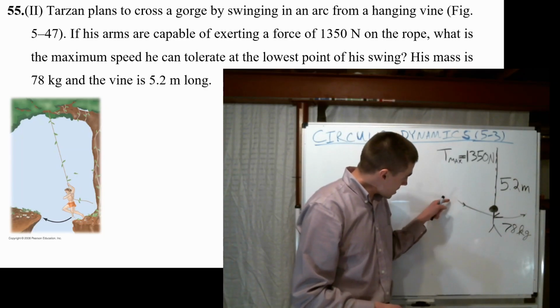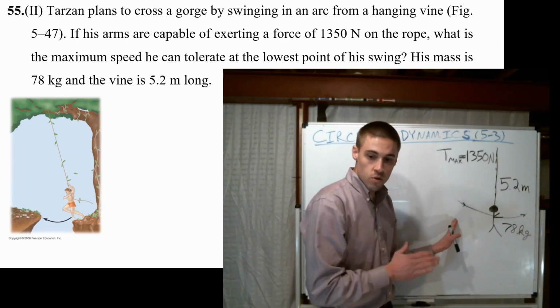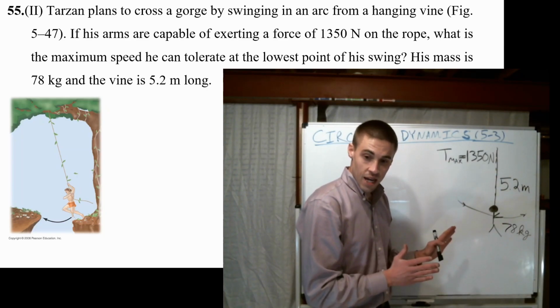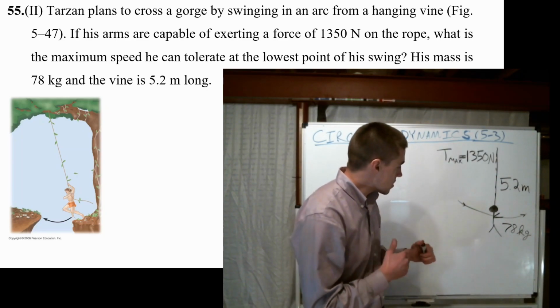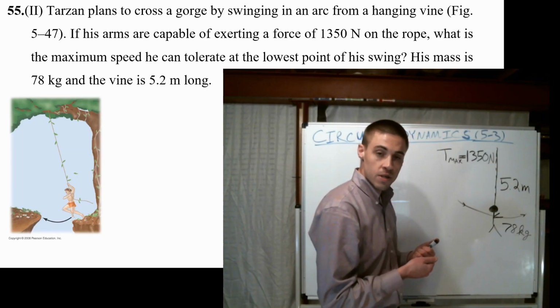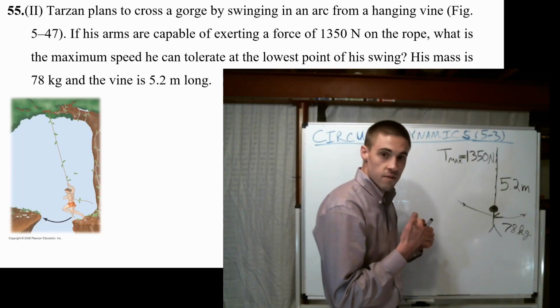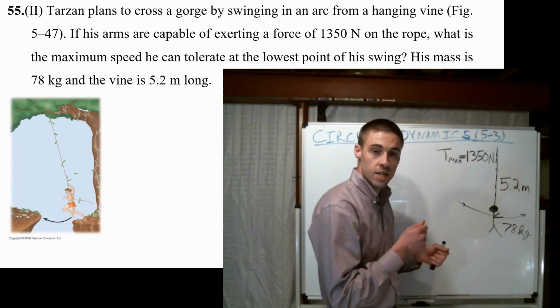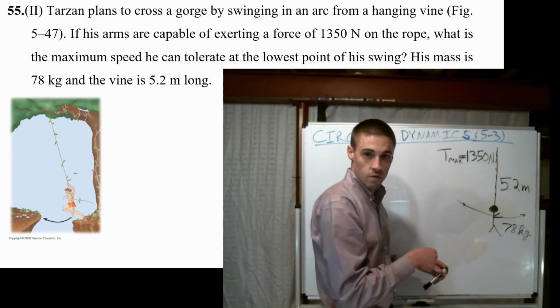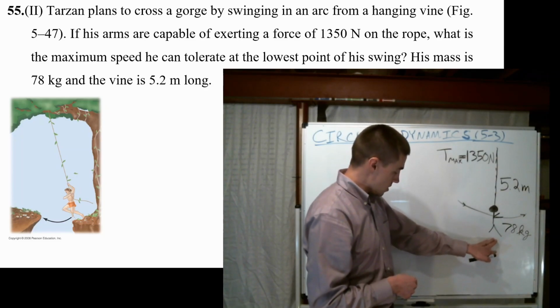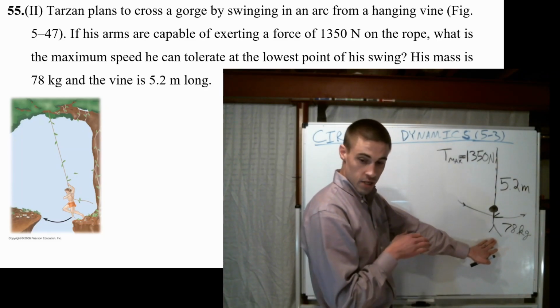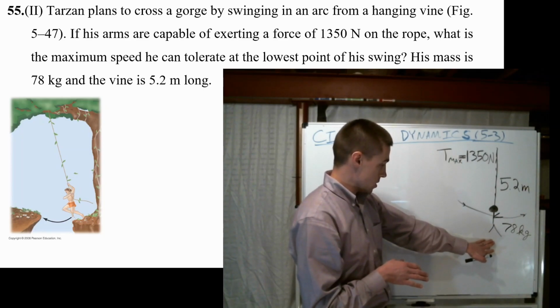And of course, as he swings across, he's not going to be in uniform circular motion. But that's okay. It doesn't matter because as long as we can sum up the radial components of all of these forces, we can still set the net radial force equal to his mass times v squared over r, where v is the speed at wherever he is at the specific point there.